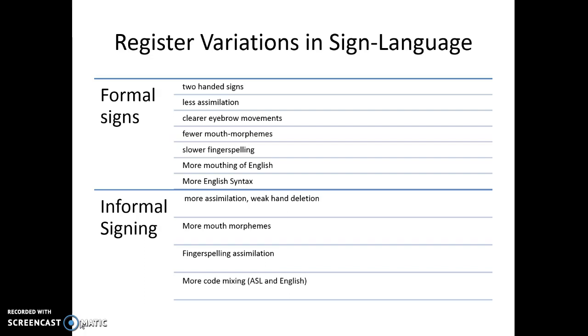Fingerspelling is typically slower, so there's generally more traditional fingerspelling in formal signing rather than the faster lexicalized and nonsense forms. As mentioned in an earlier discussion, often in formal signing there's more English syntax and more mouthing of English words. In informal settings, on the other hand, we're going to see the opposite of all of these characteristics.